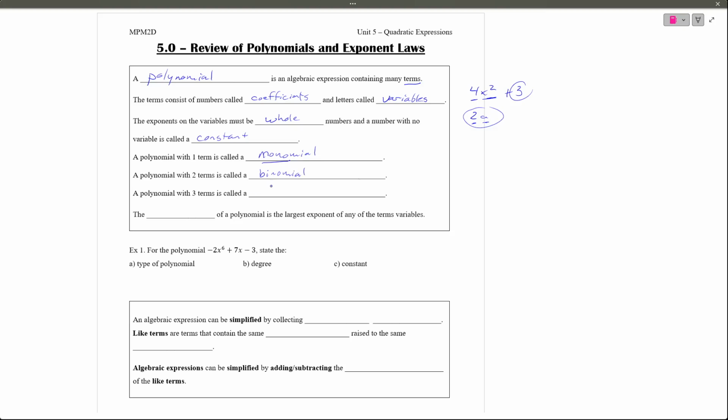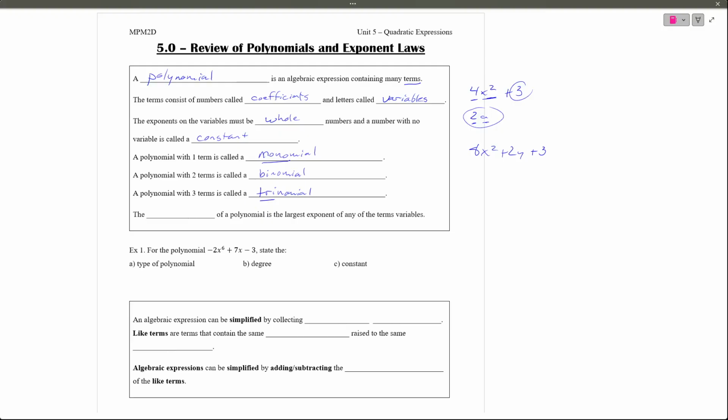A polynomial with three terms, maybe it's something like, let's say, 8x squared plus 2y plus 3. Right? This is what we call a trinomial. Anybody with a tricycle knows that tri means 3. So great. Now, there is a little bit more terminology that we have to think of.